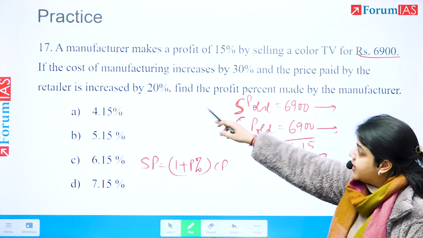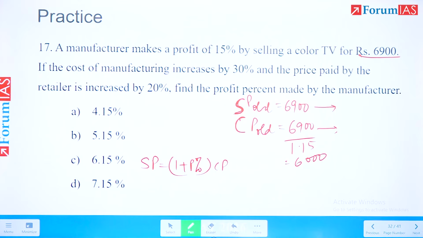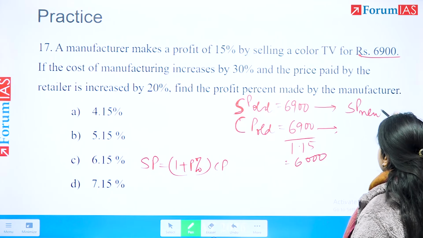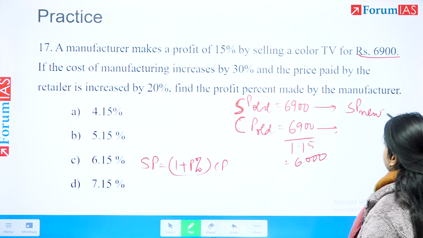But the selling price has increased by 20%. What is the new selling price? Price paid by the retailer is increased by 20%. So selling price new is equal to 6,900 into 1.2, because the retailer is paying 20% more. What is the new selling price? 6,900 into 1.2, which is equal to 8,280.